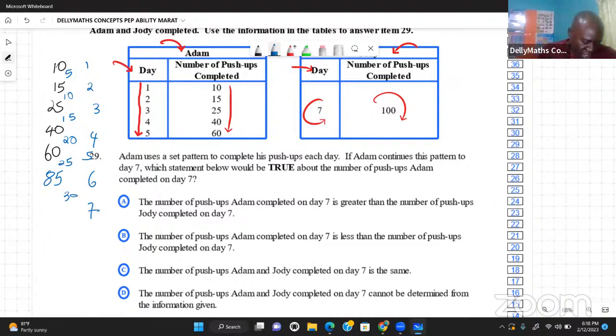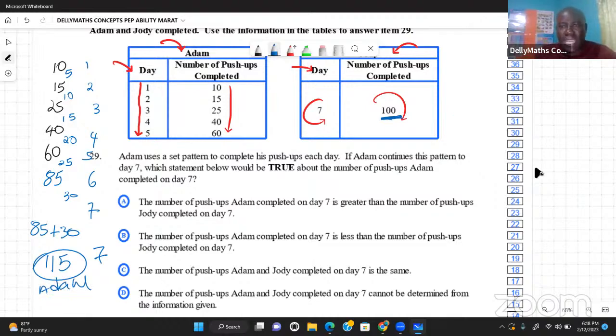So you want to add 30 to your 85 right there to make sure you're not making any error. So we're talking about adding 30. So let us look at it. 85 plus 30, that's going to give us 115. Day 7 is at 115, and that is more than, so this is Adam at day 7, more. So Adam would have done more.